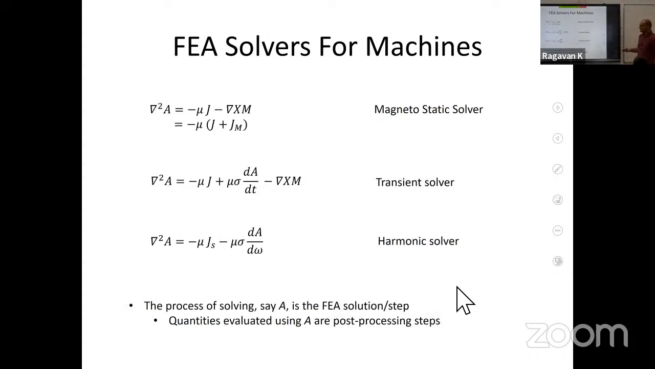So essentially, getting this A value is the FEA step or the FEA solution. Anything beyond that, for example, estimating the current density, the force, the induced voltage, the core losses, etc., is a post-processing step.